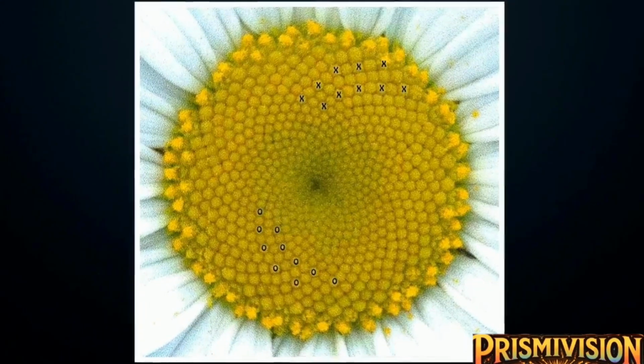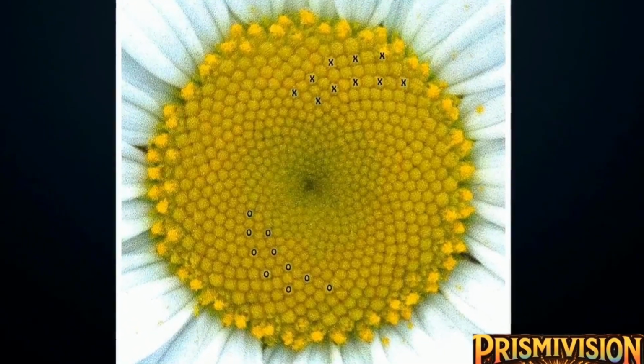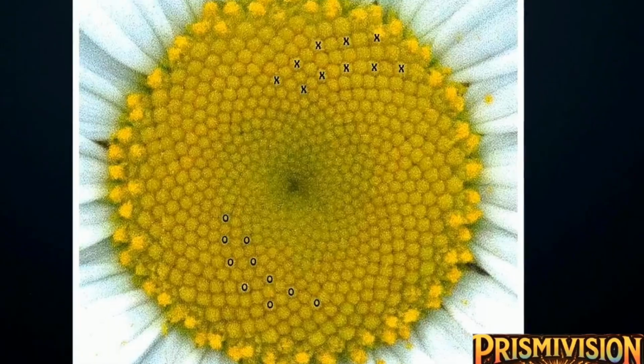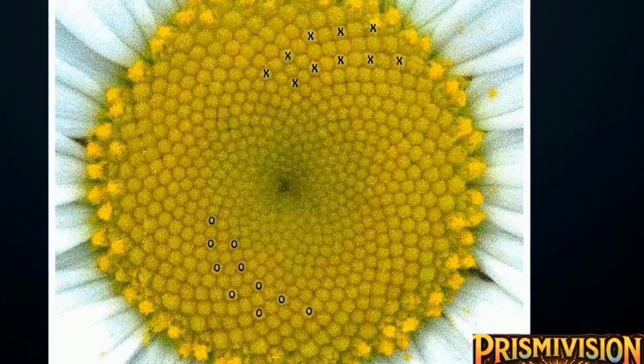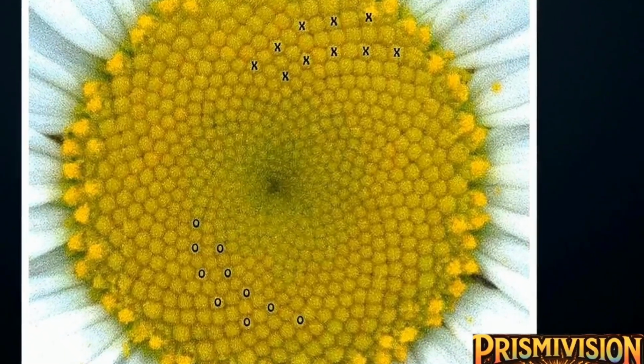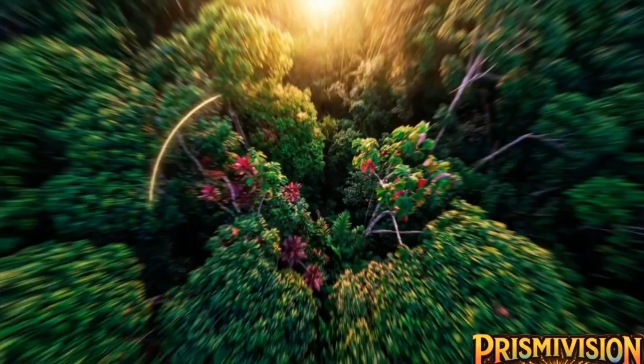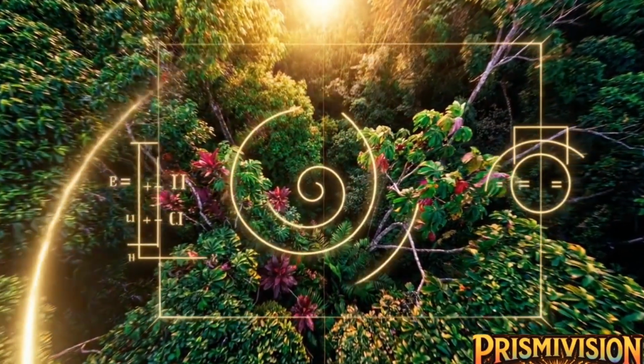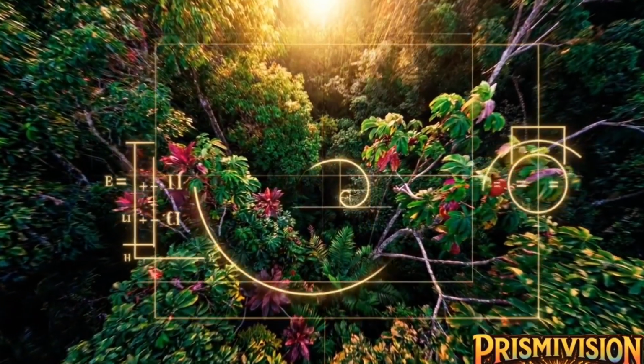We can see this precision playing out in a common daisy. By tracking the individual florets, marked here with X's and O's, you can trace the resulting Fibonacci spirals, locking perfectly into place, completely filling the horizontal space. By utilizing an infinitely irrational number, biological organisms solve the highly practical problem of resource optimization.